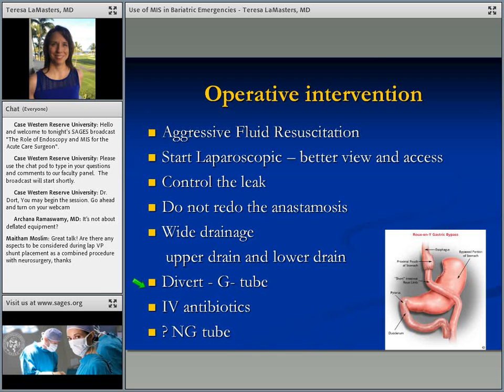I'll frequently get calls from the ER where the provider will say, well, they're really not very tender, so I don't think they have a bowel obstruction. That is not the case, certainly for gastric bypass patients.